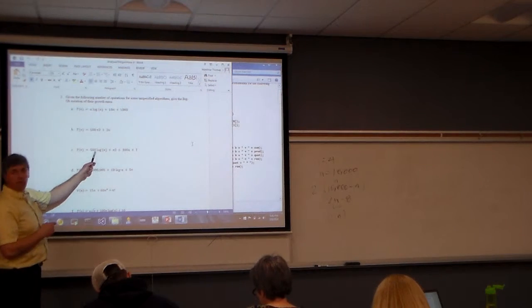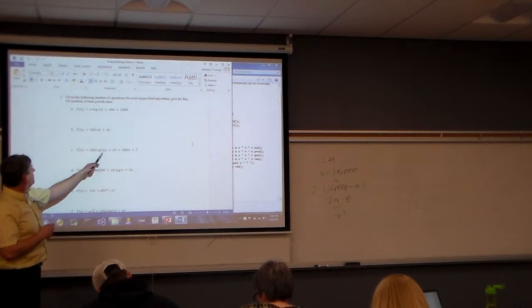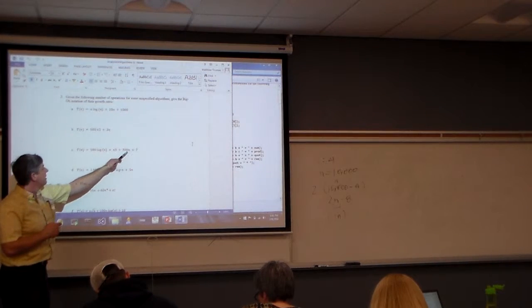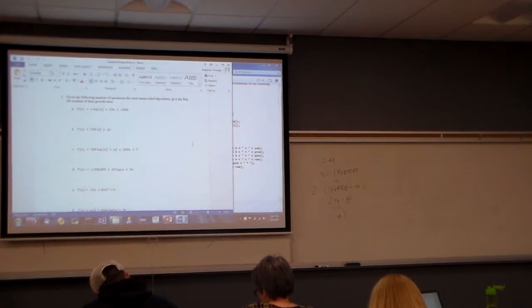Jesse, what about this one right here, C? N cubed. N cubed, right? That's much bigger than log n and definitely bigger than n.